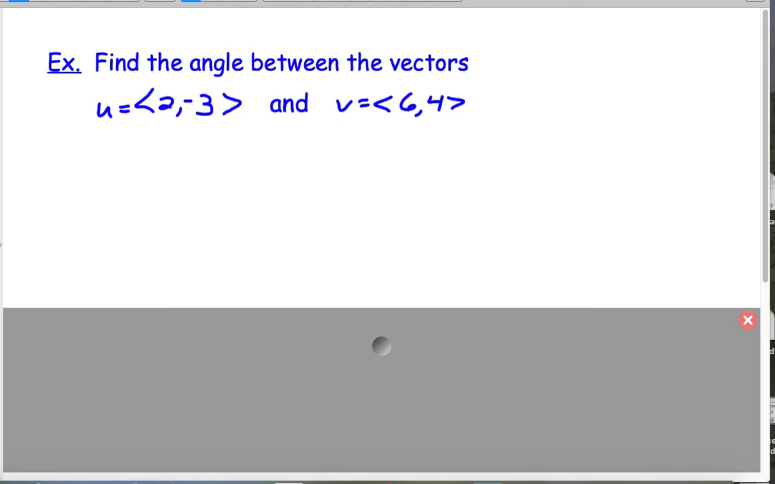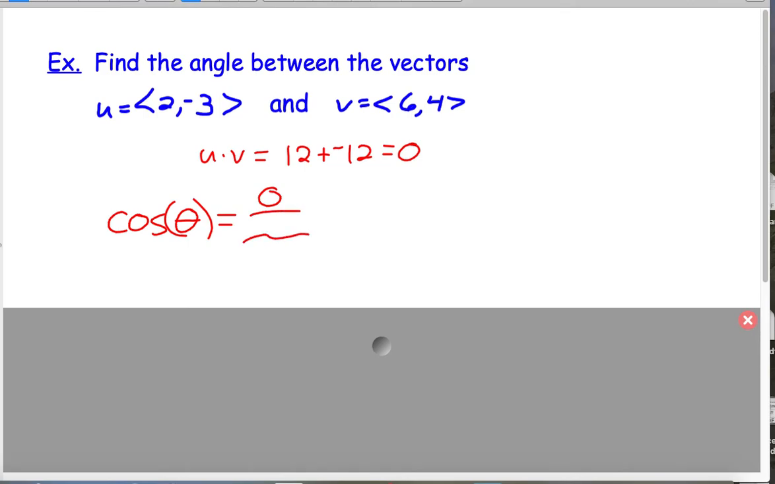All right, how about finding the angle between these two vectors? Well, right away when you do the dot product, I'm going to do 2 times 6 is 12. Negative 3 times 4 is negative 12. I get 0. I don't need to fill out the rest of that formula, because I'm going to get 0 over whatever. The magnitudes aren't important. That's going to give me 0, which is going to imply that theta is equal to 90 degrees. So the angle between the vectors is 90 degrees.